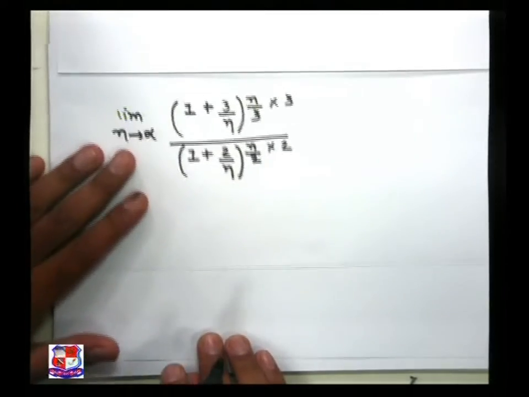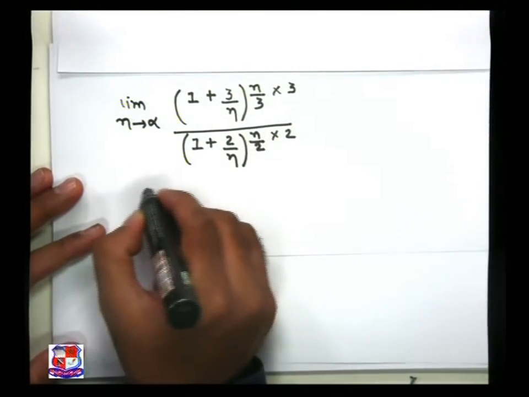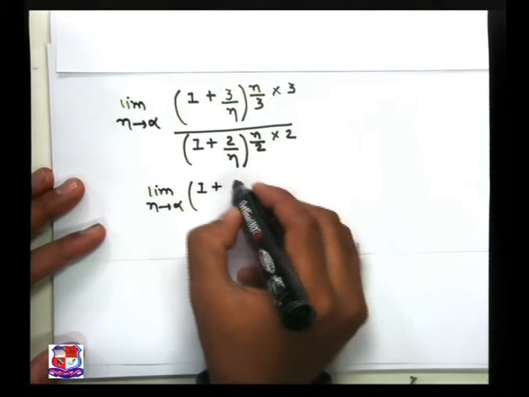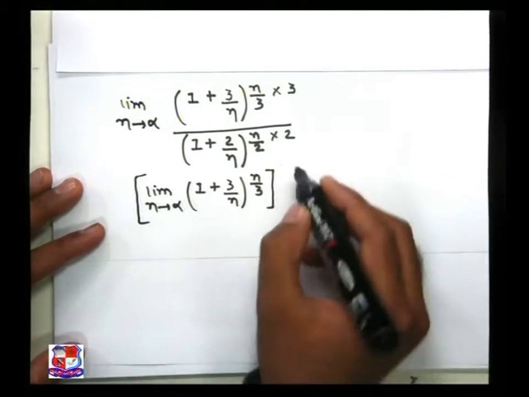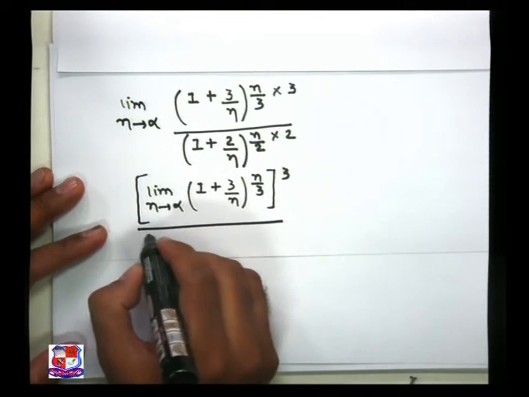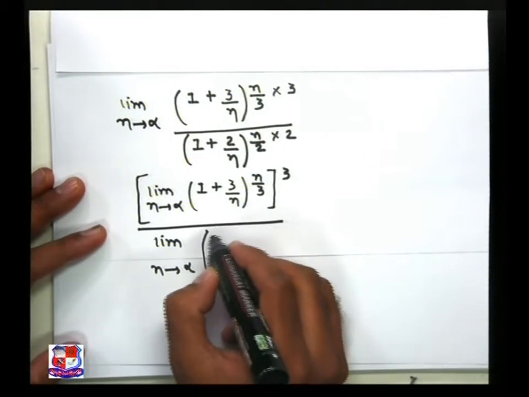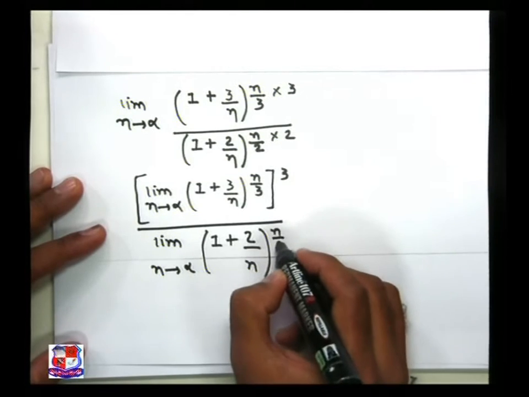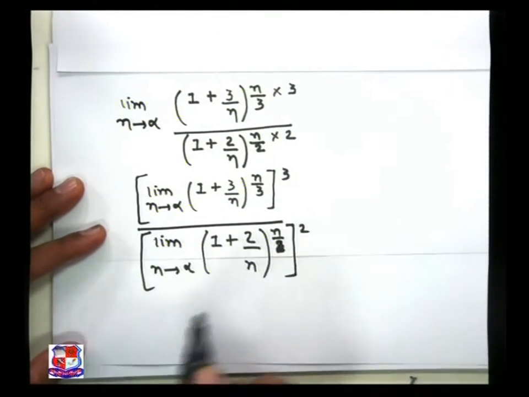If we apply the limit to the numerator as well as the denominator, we can write it this way: limit n tends to infinity, (1 plus 3 by n) raised to n by 3, with the bracket complete and the remaining power, that is 3, divided by the same procedure, limit n tends to infinity, inside the bracket 1 plus 2 by n, raised to n by 2, sorry, n by 2, and the remaining power, that is 2.